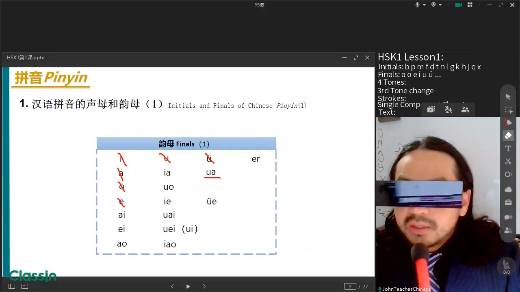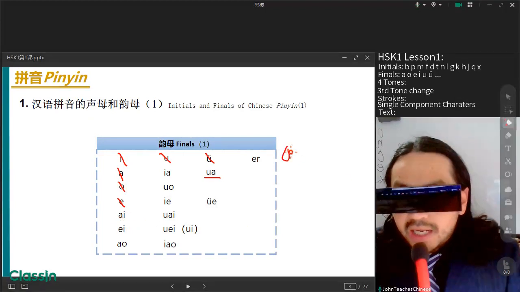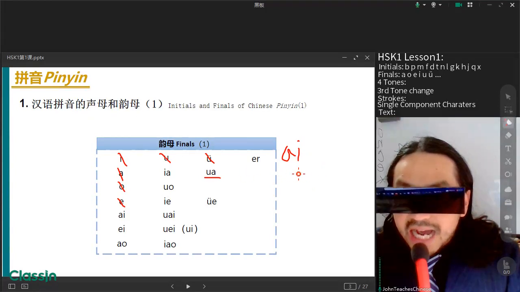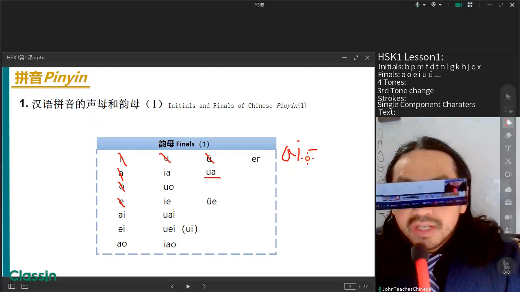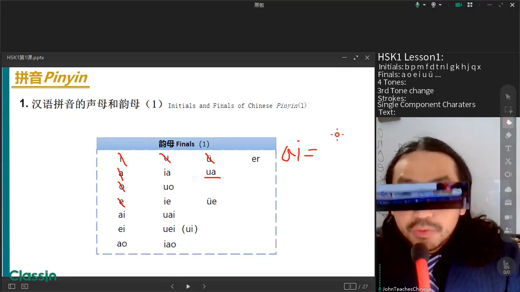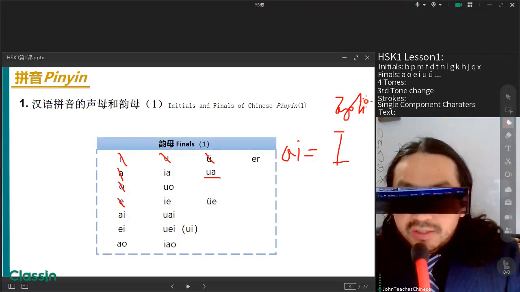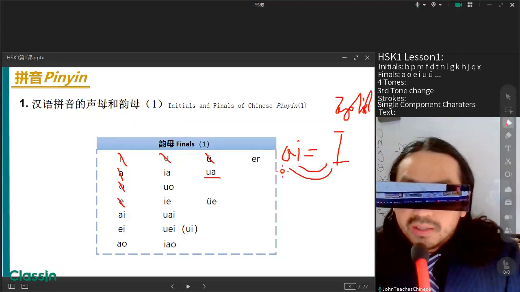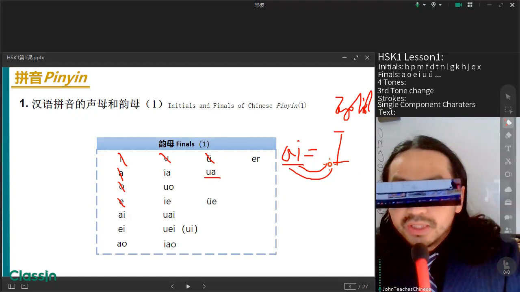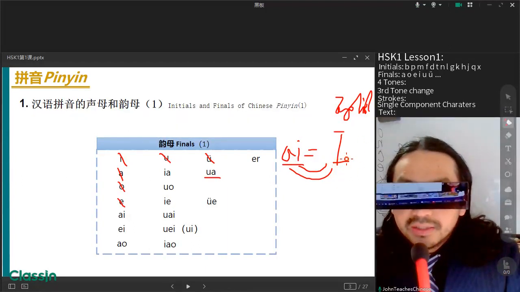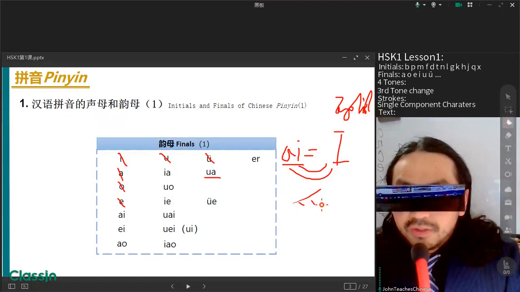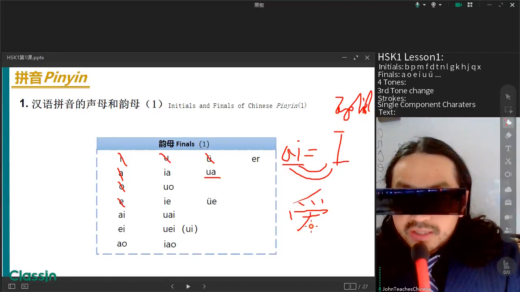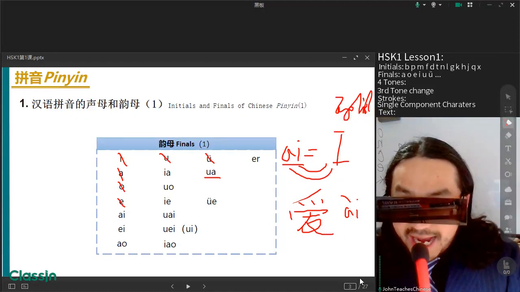Next one, it gives an a plus e. I. Yes, it gives an I. How do you read this English letter? You read it I, right? It's very similar to the Chinese final. This Chinese final, just read it the same as how you read the English letter. I. The Chinese for love. I write it in the simplified Chinese character, which means I love. Love.